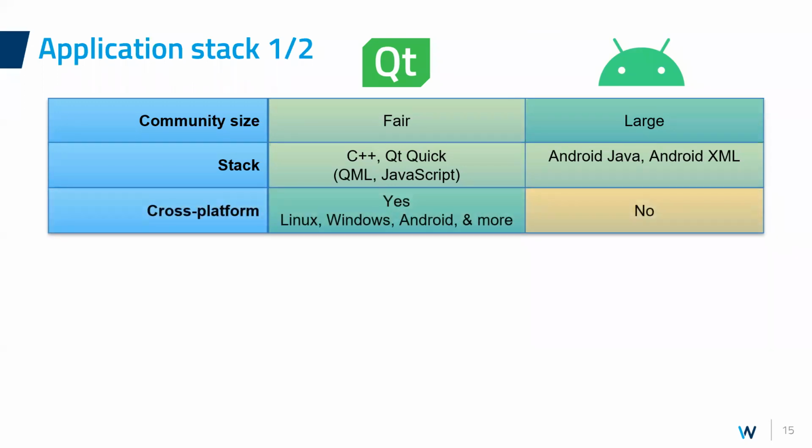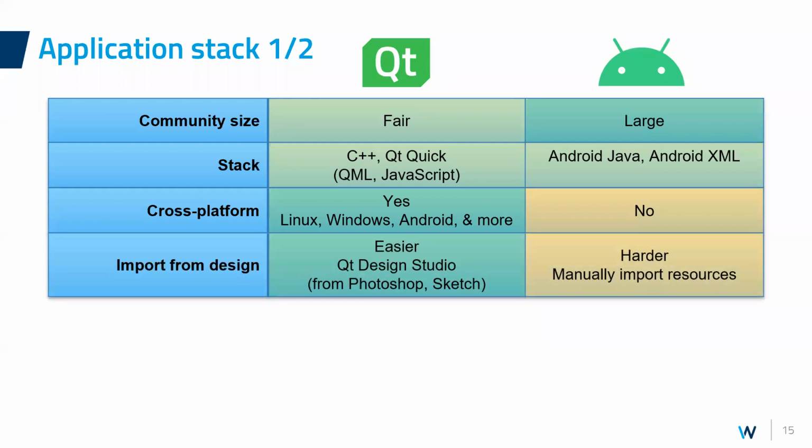One big difference, however, is that Qt obviously is cross-platform. I haven't listed all the different options here, but you can run Qt on, I'm going to say, pretty much any device. And that's obviously not the case for Android. So if at some point you want to build something that's cross-platform, it's definitely easier to just develop an application with Qt directly.